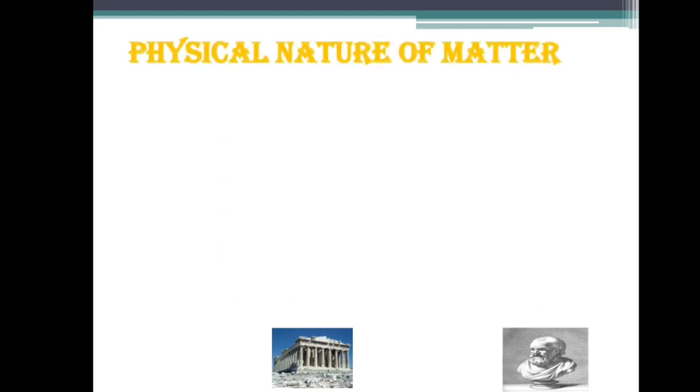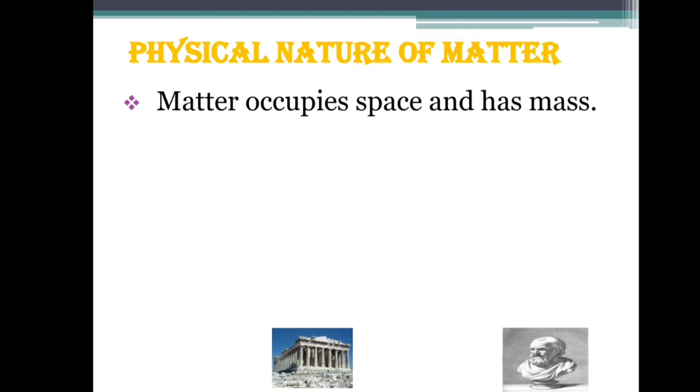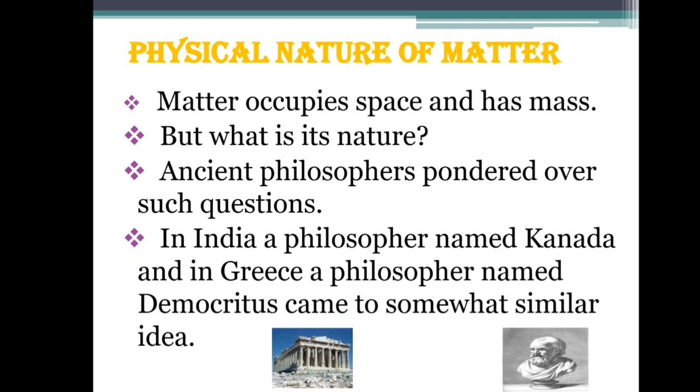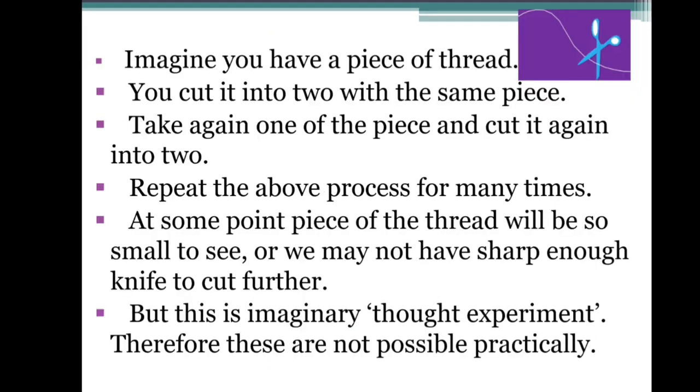Physical nature of matter. Matter occupies space and has mass. But what is its nature? Ancient philosophers pondered such questions. In India, a philosopher named Kanada, and in Greece, a philosopher named Democritus, came to a somewhat similar idea. They asked what the nature of matter was, and the philosophers came to somewhat similar ideas.